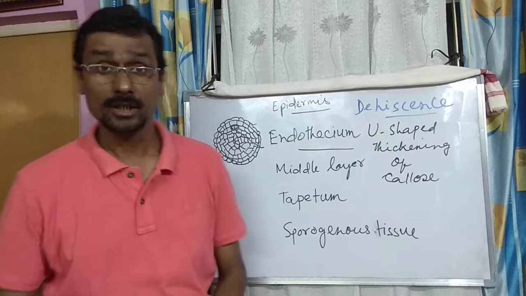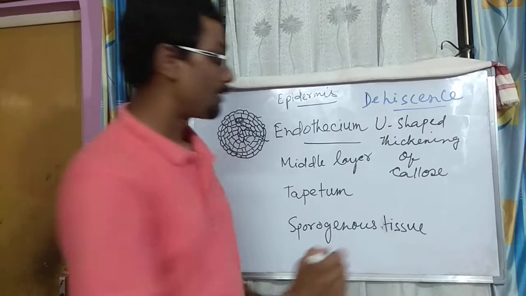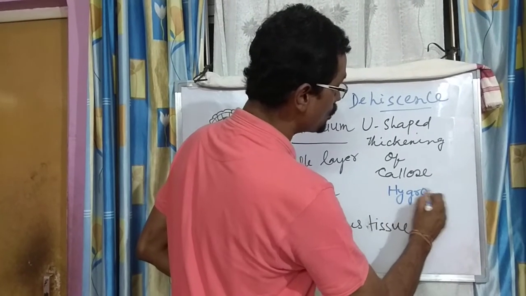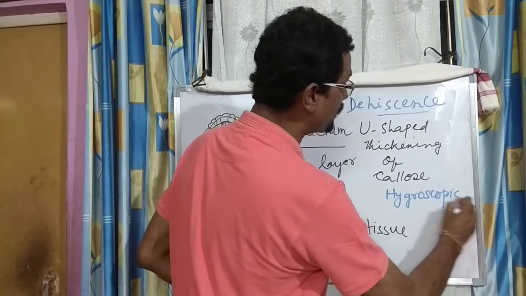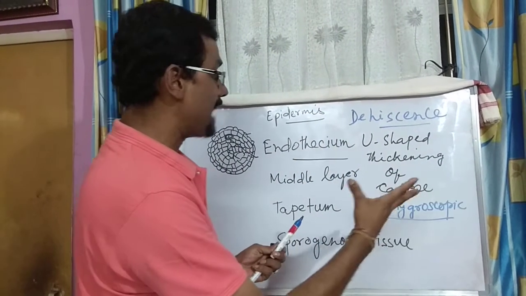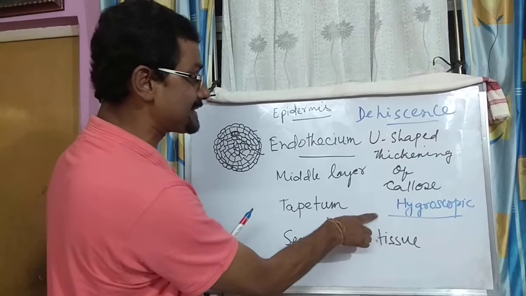Another character it has, try to get it. It is hygroscopy, H-Y-G-R-O-S-C-O-P-I-C. What is the meaning of hygroscopy? It takes water and it gives out water, and then contraction and expansion take place. So endothecium has these characters.